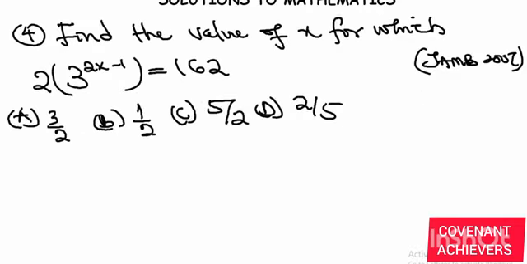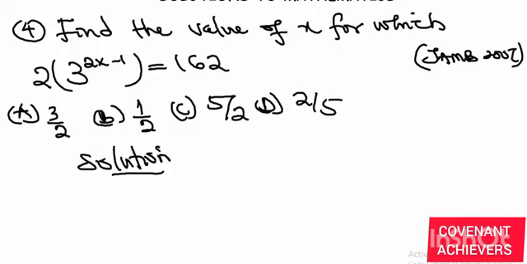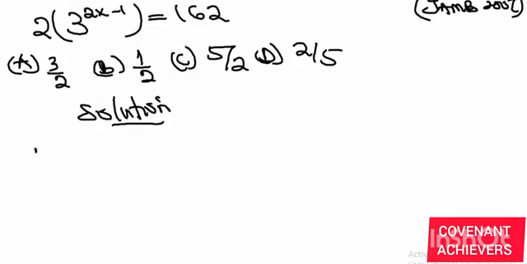Okay, now let's see how we are going to solve this question. Find the value of x for which 2 into brackets 3 raised to power 2x minus 1 close brackets equals 162. Now let's see what we have in the solution. So we have 2 into brackets 3 raised to power 2x minus 1 close bracket equals 162.